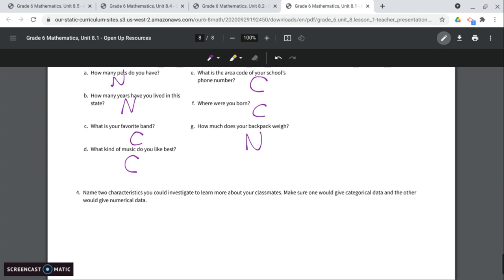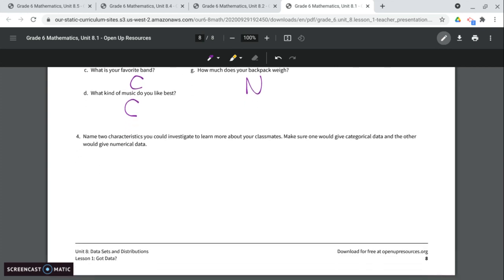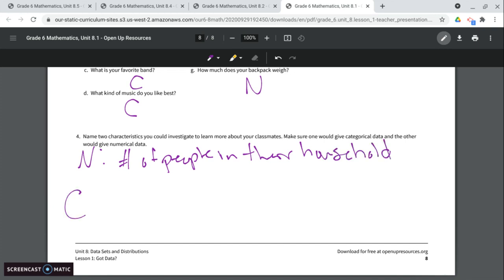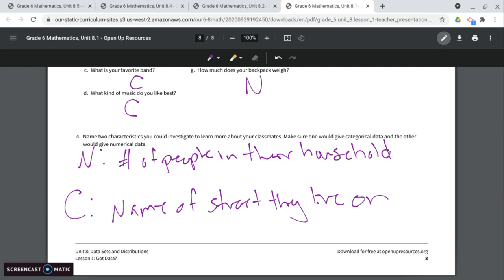Name 2 characteristics you could use to investigate to learn more about your classmates. So numerical wise, we could say number of people in their household. And for categorical, name of street they live on. So the first one would give us a number. The second one would give us a street, a fact, a place. So those are the differences between numerical and categorical.